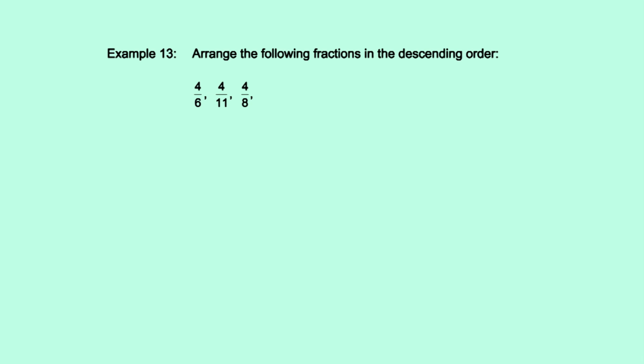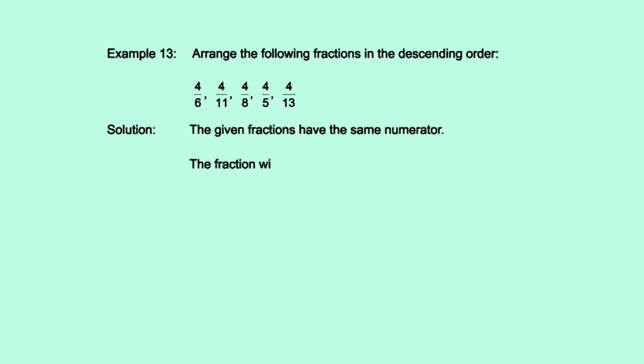Example 13. Arrange the following fractions in the descending order: 4 by 6, 4 by 11, 4 by 8, 4 by 5, 4 by 13. Solution. The given fractions have the same numerator. The fraction with smaller denominator is greater than the other. 5 is less than 6, is less than 8, is less than 11, is less than 13.